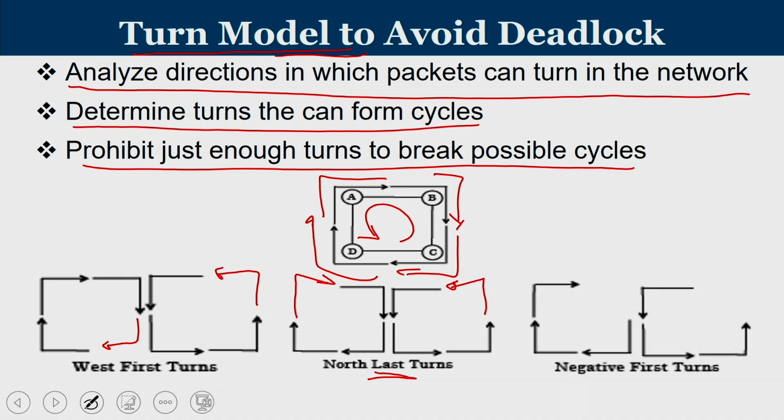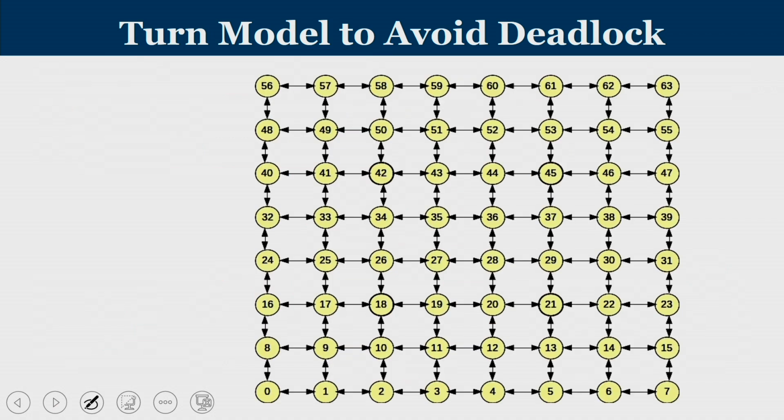Now we come to negative first turns algorithm. In negative first turns algorithm, generally the movement towards west and movement towards south are considered to be negative. So while moving in the negative direction, movement towards west and movement towards south is prohibited. With that we can actually get rid of deadlocks. In all these cases we can see that we are breaking one turn in clockwise direction and one turn in anti-clockwise direction. That's the way in which it has been balanced.